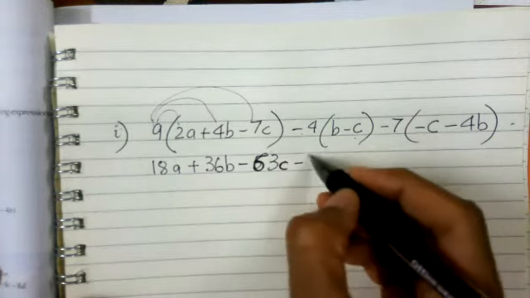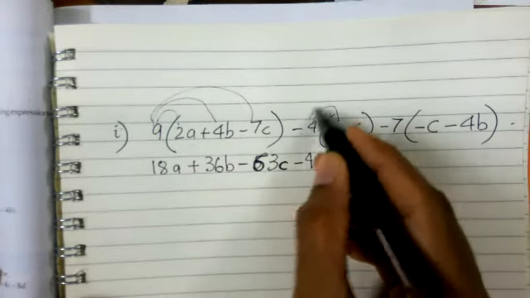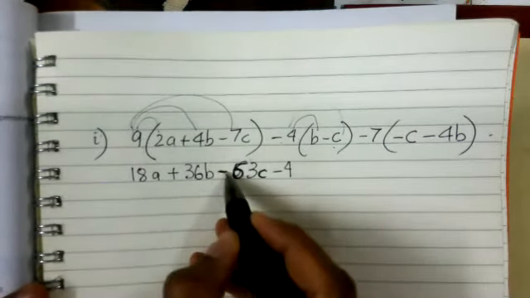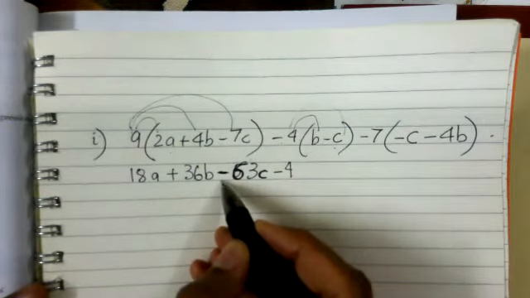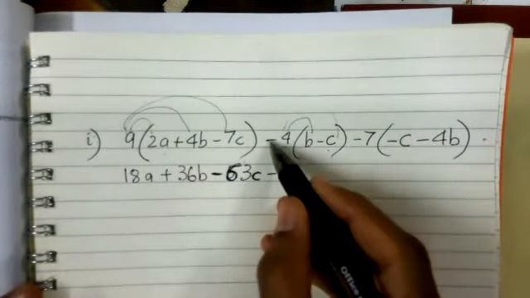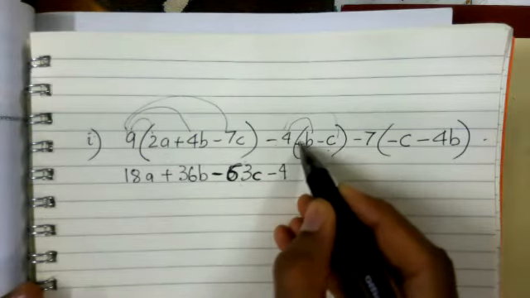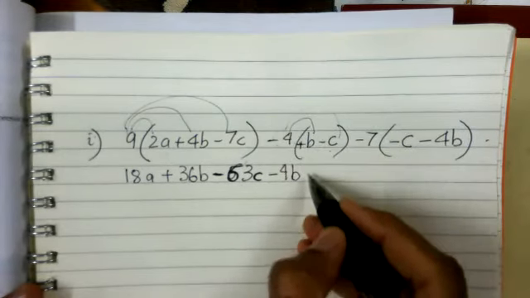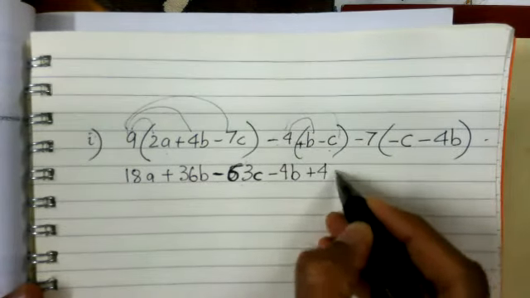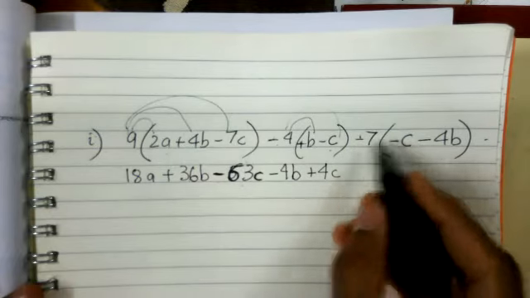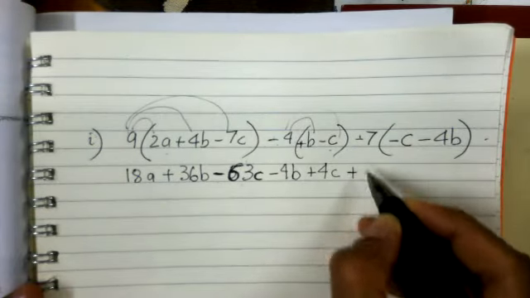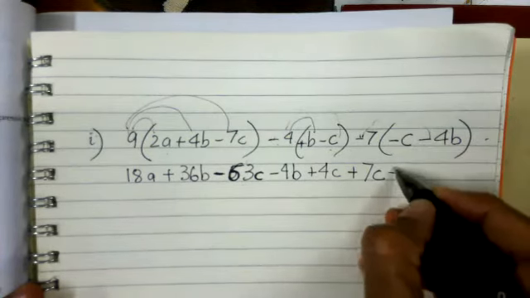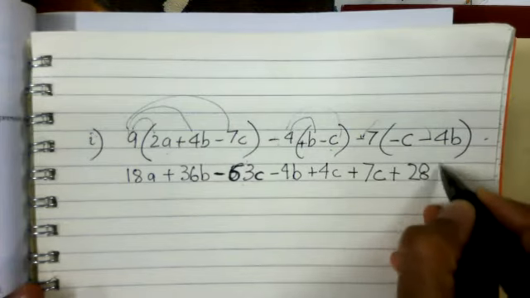Okay, minus 4b. Okay, now there's a plus and minus. I wrote negative. Oh yeah, negative, right? Minus 4 gets multiplied by plus b, so I get minus 4b. Minus multiplied by minus, I get plus 4c. Now minus multiplied by minus, I get plus 7c. Minus multiplied by minus, I get plus 7 fours are 28b.